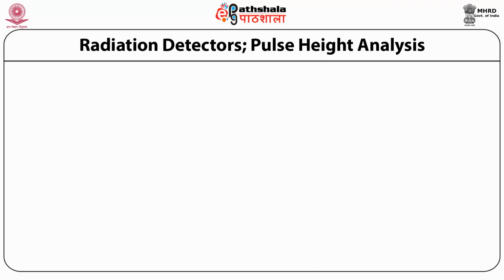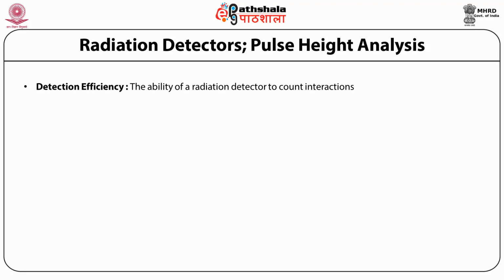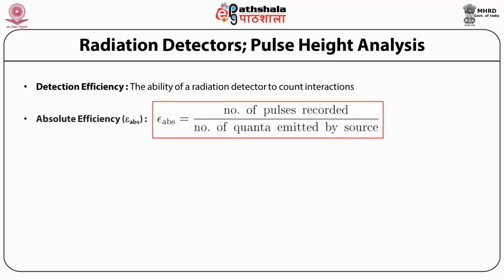Radiation detectors pulse height analysis. Now in the pulse height analysis, there is one more important thing which is defined, that is called detection efficiency. Detection efficiency is the quantity which tells us how efficiently a given detector is counting radiations. The ability of a radiation detector to count interactions is called detection efficiency. Detection efficiency can be defined in terms of absolute efficiency. Absolute efficiency means the number of pulses recorded upon the number of quanta emitted by the source.